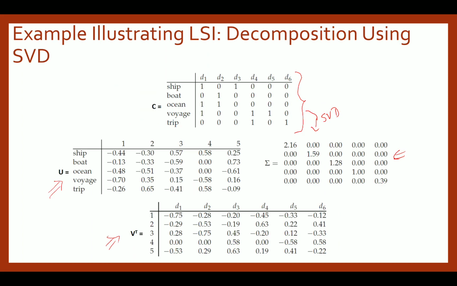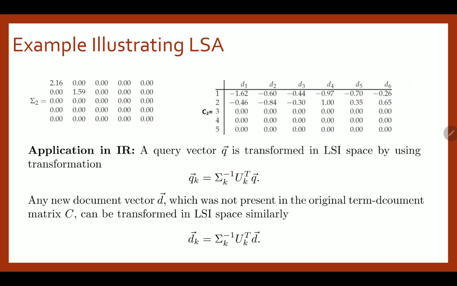Then let's assume that we want to look at k equal to 2. So that means only the two entries here we will let be non-zero, and the rest we are going to make 0. That's what we have done here. In sigma 2, only these two entries are non-zero, and everything else becomes 0. So now C2 we have obtained by looking at sigma 2 V transpose. So that's what gives us the C2.